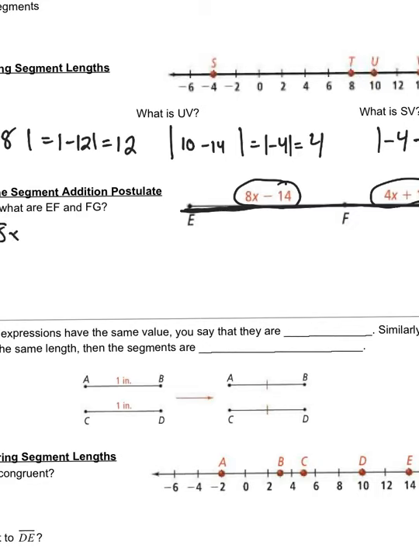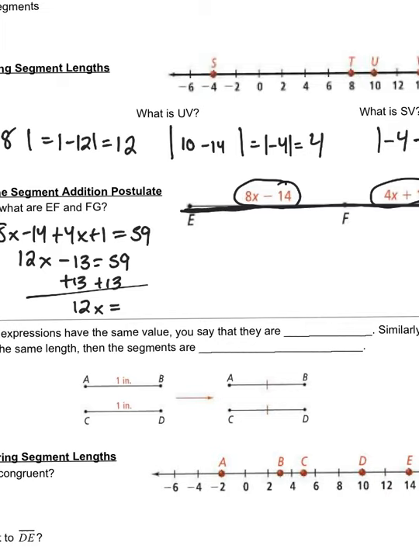So I have 8x minus 14 plus 4x plus 1, and then set it equal to 59. Now, combine our like terms. 8x plus 4x is 12x. -14 plus 1 is -13. Set it equal to 59. Now we want to add 13 to both sides. So 12x is equal to 72. Now when we solve for x, we'll divide both sides by 12. And 72 divided by 12 is 6. So x is 6, but I'm not done.